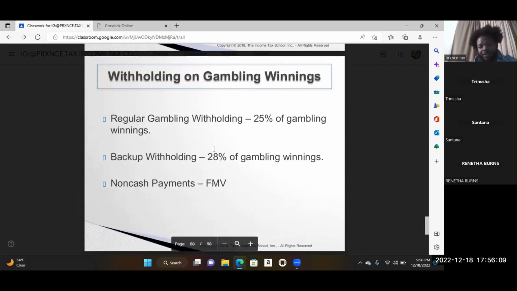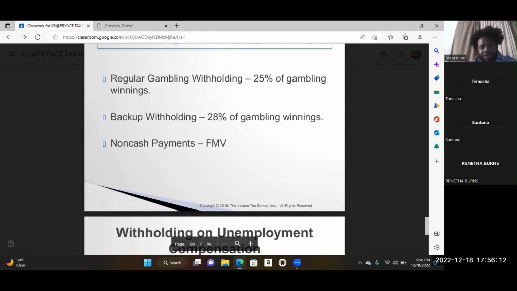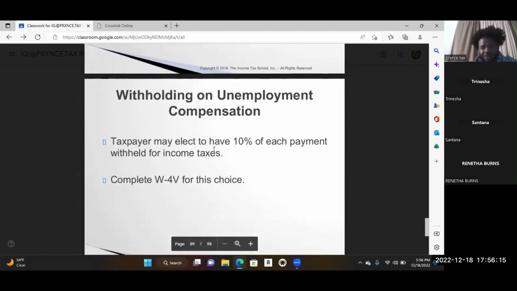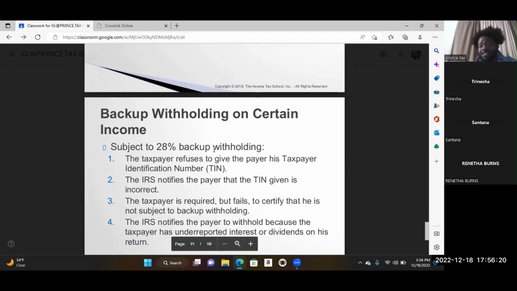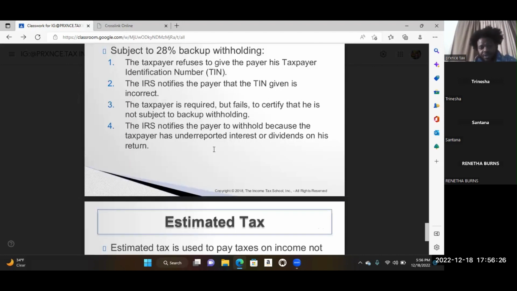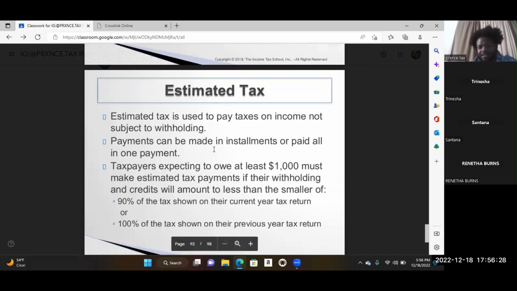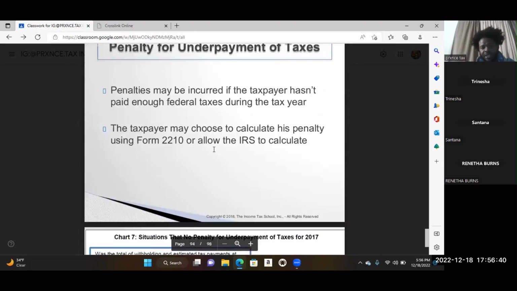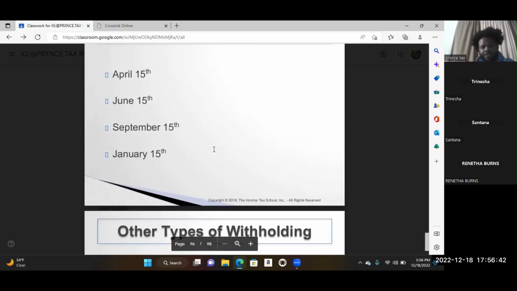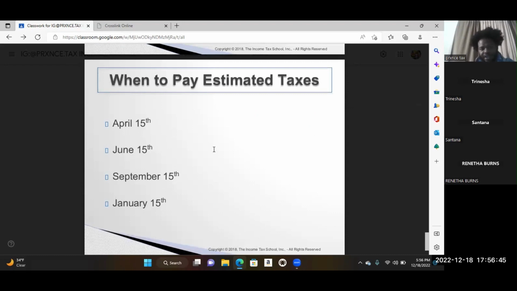Gambling withholdings, regular gambling withholdings, is 25%. All this again you can check up on. Withholdings during unemployment is 10%. Now again, that's only if you choose to pay it. If you don't pay out the withholdings, then it doesn't do anything for you. All right, so estimated tax. These are people who expect to owe at least $1,000 or more. With that being stated, they would divide the $1,000 by the 4 quarterly amounts, and then they would pay it out. When to pay estimated tax: April 15th, June 15th, September 15th, January 15th.